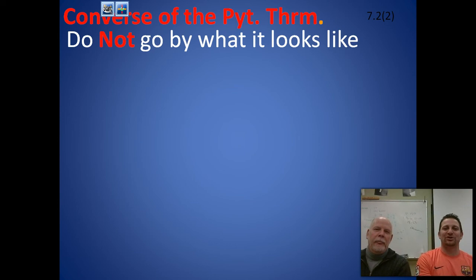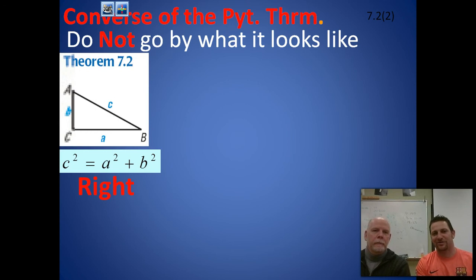That's right. So, converse of the Pythagorean theorem. The converse of the Pythagorean theorem says that if a squared plus b squared equals c squared, then we have a right triangle. Originally, it says if you have a right triangle, then you know that a squared plus b squared equals c squared. So we're just switching that the other direction. So it kind of looks like this. If a squared plus b squared equals c squared, then you have a right triangle.